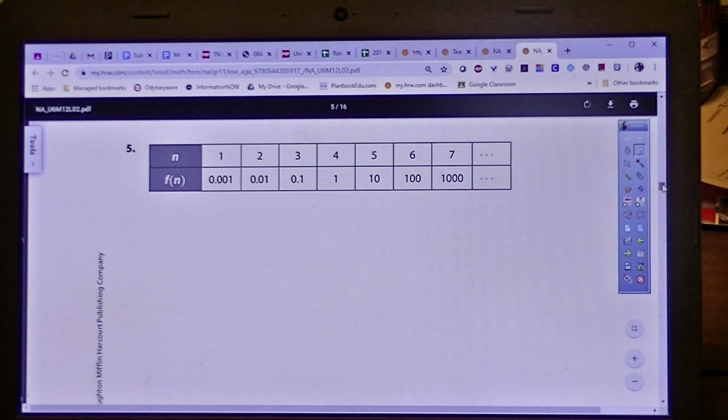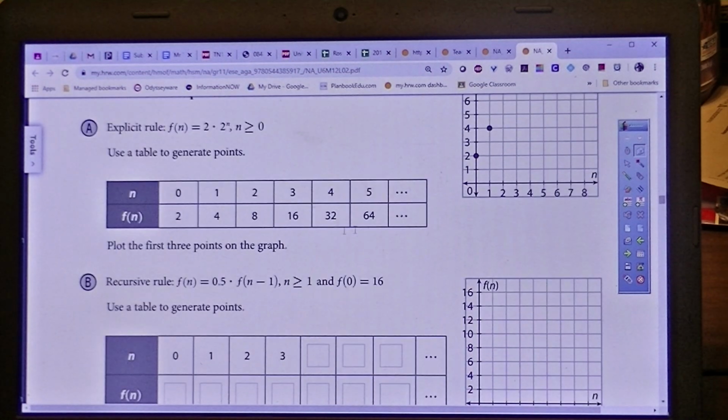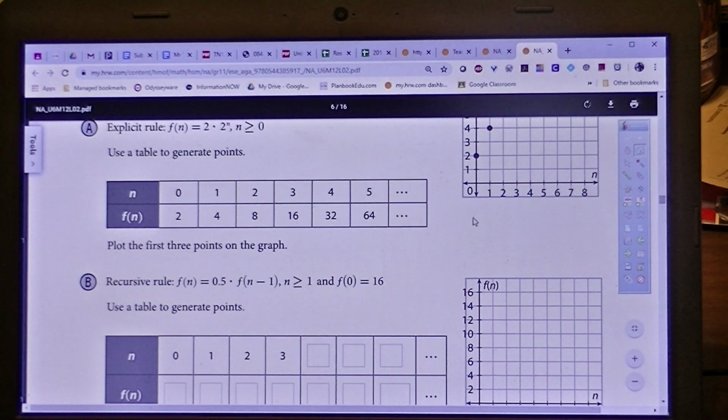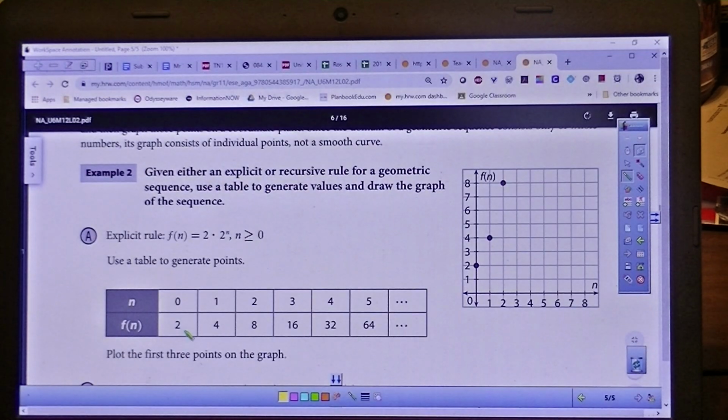Alright, I know you're ready to jump into the actual problems here. Okay. Well, what's up with this one though? So we got just a couple more things to go here. Well, when it comes to graphing, what do we say? Well, we're going to do 0, 2. So here's 0, 2. Then 1, 4: over 1, up 4.